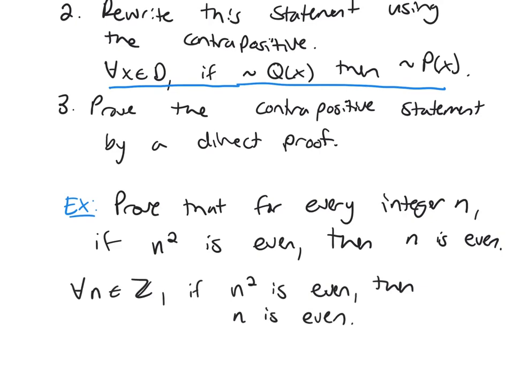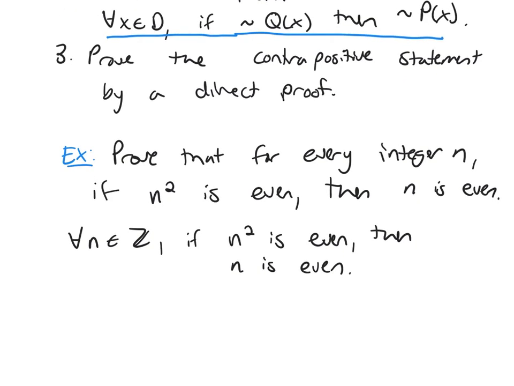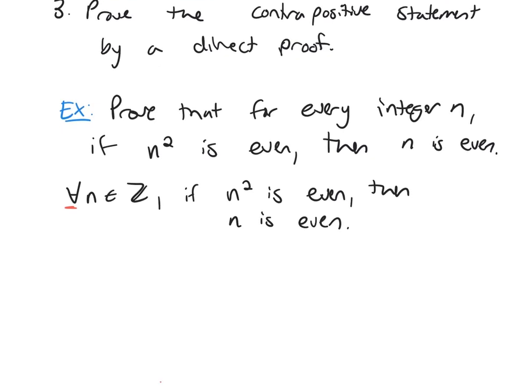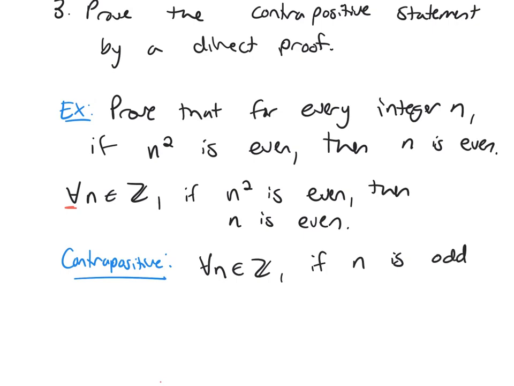So that was step one. It was pretty much already written in that format. I just added this universal quantifier here at the beginning. So now we want to write down the contrapositive of this statement. What would it be? For all n in Z, you flip them and then you negate them. So if n is not even, which you could say odd, then n squared is odd.